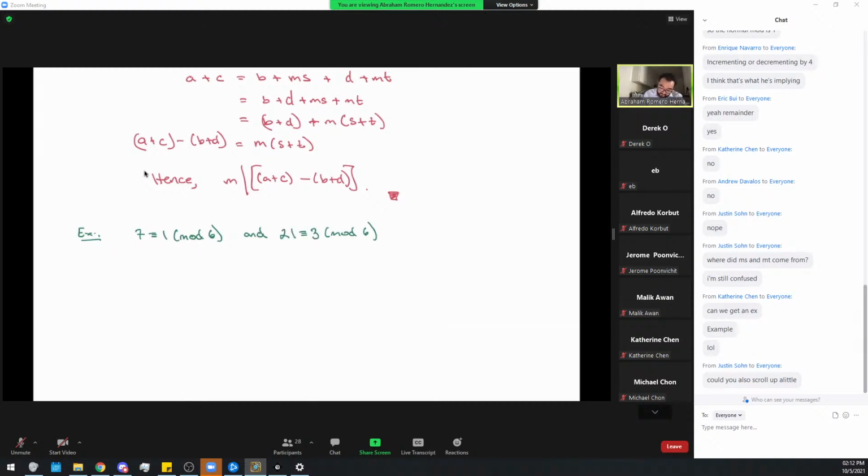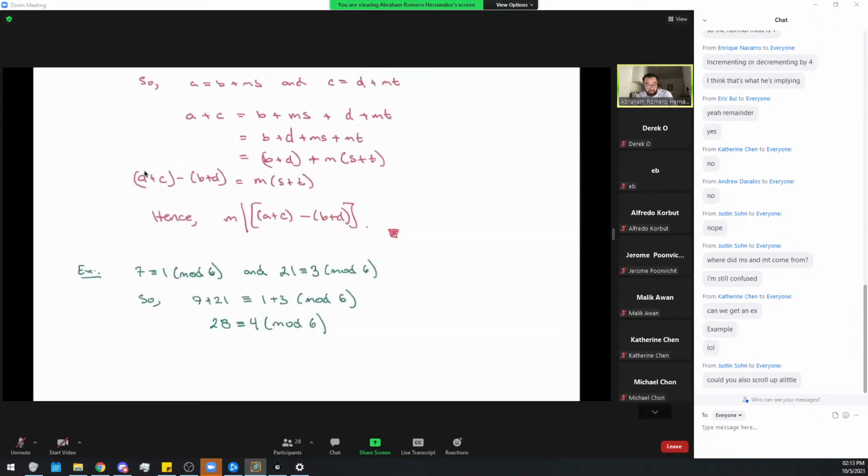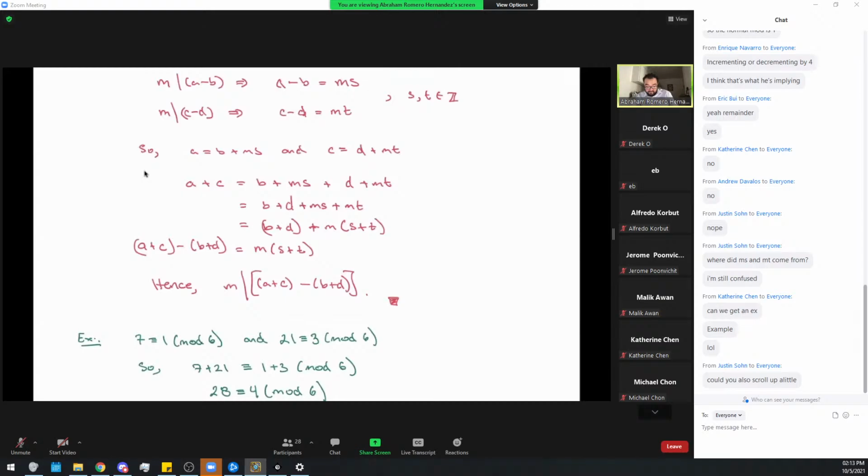So by the theorem, 7 plus 21 should be congruent to 1 plus 3 mod 6, according to this theorem. So what is that? 28 is congruent to 4 mod 6. So 28 minus 4 means 24. 24 is divisible by 6. So yes. So does that make sense? So that's what that theorem is saying.